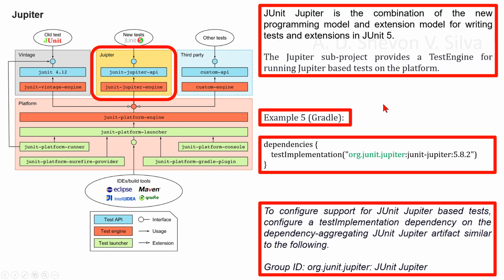As an example 5, we can consider this Gradle segment. To configure support for JUnit Jupiter-based tests, configure a testImplementation dependency on the dependency-aggregating junit-jupiter artifact similar to the following here, and here you can see the group ID org.junit.jupiter, junit-jupiter here.